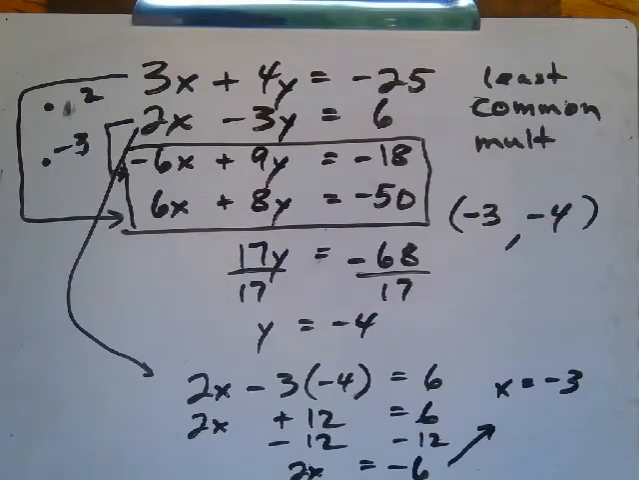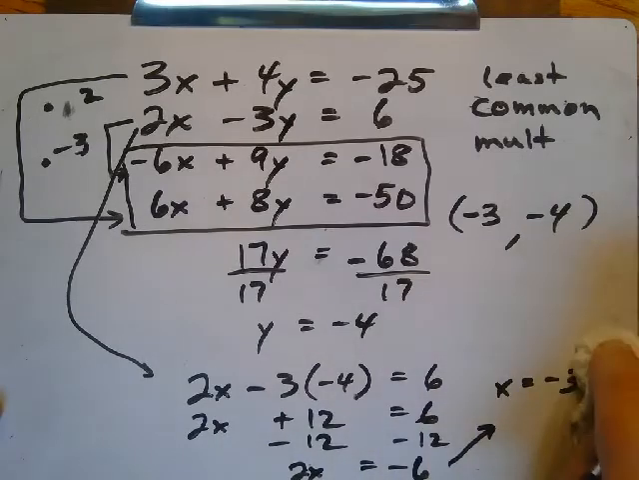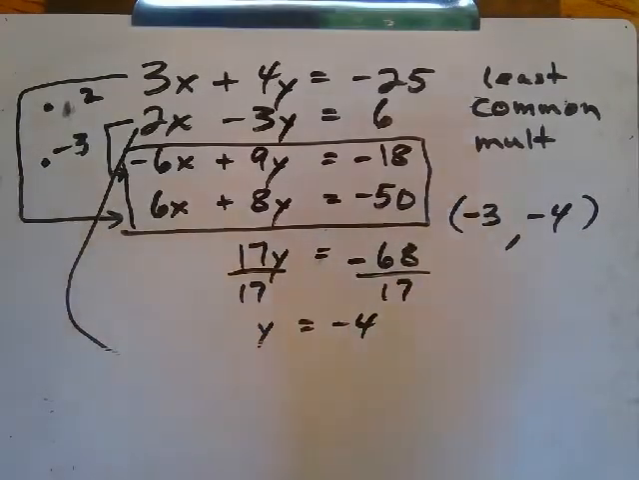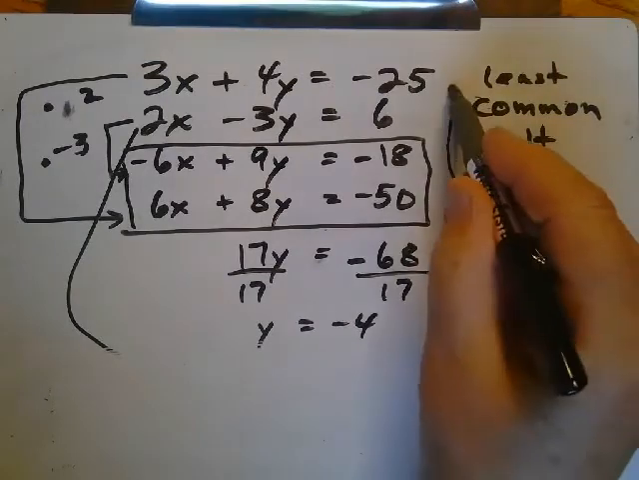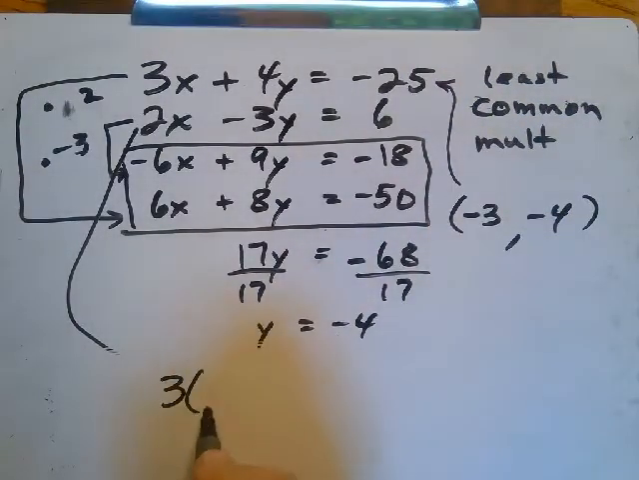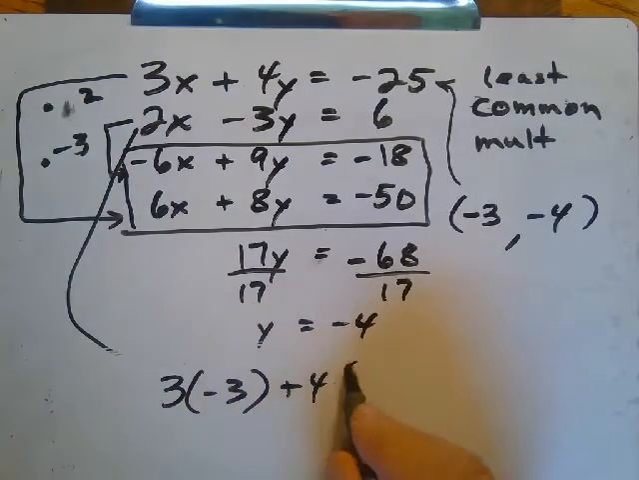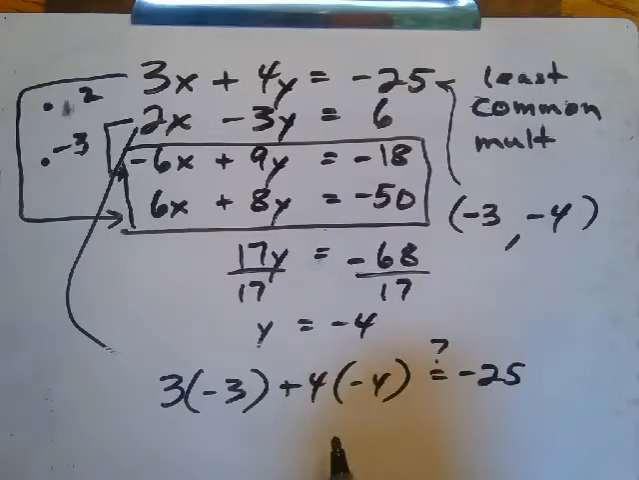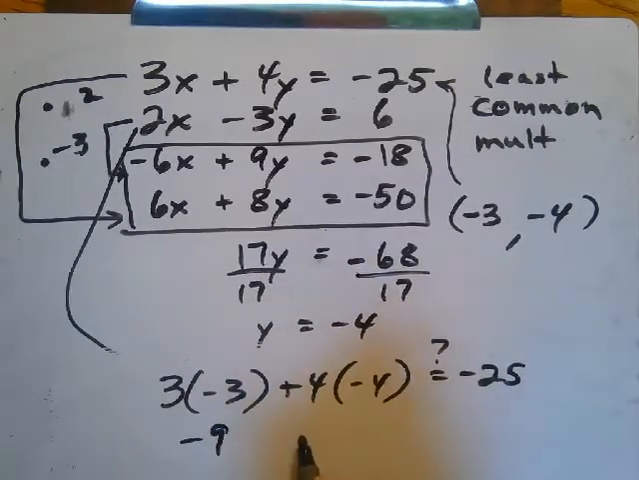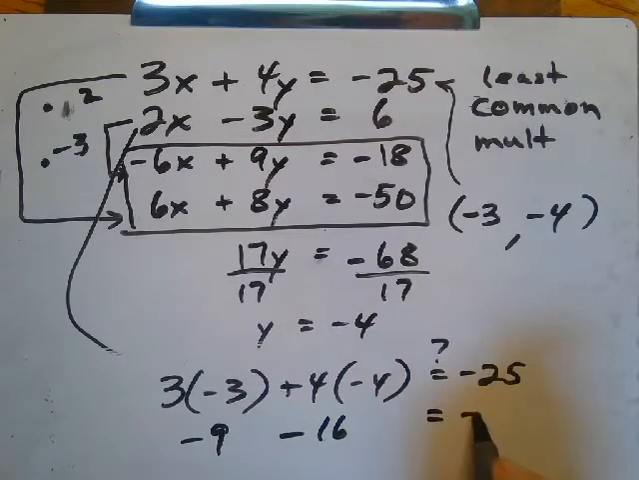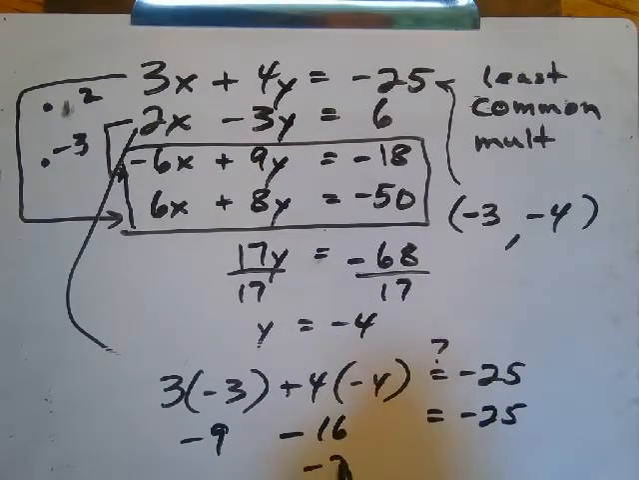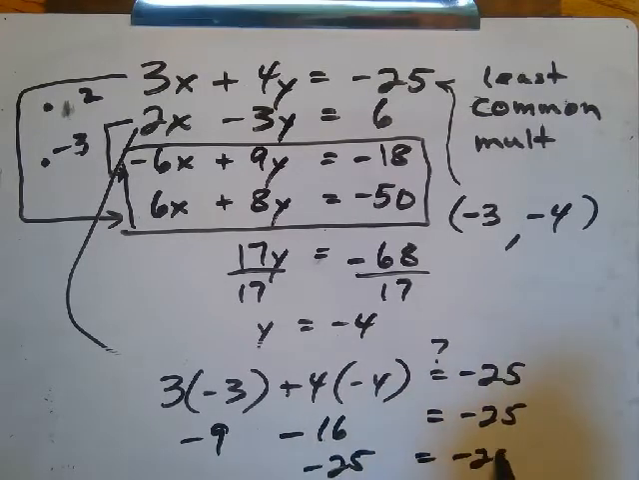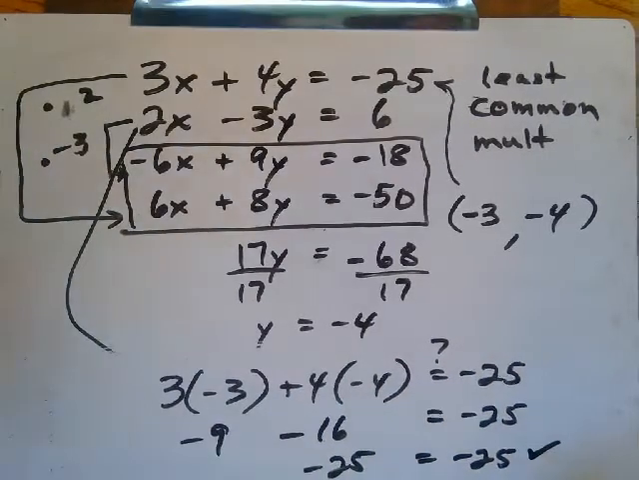Now, I want to check to see if this is, in fact, the right ordered pair. But I don't want to check it in the same equation, just because I'm going to double check myself by doing it in a different equation. So I'm going to pick this one. 3 times a negative 3 for x, plus 4 times a negative 4 for y. Is that equal to negative 25? This is my check now. Negative 9 minus 16, that's equal to a negative 25. We'll add those together. Yep, we get negative 25. So this is a check. It does work. That is the right one.